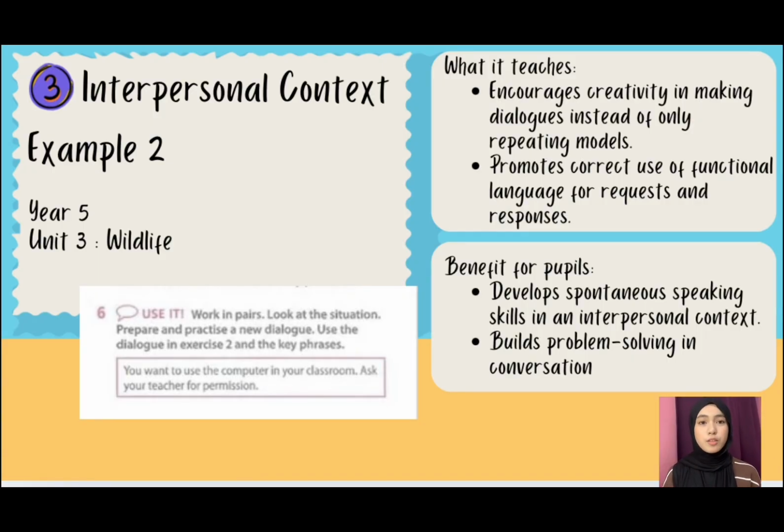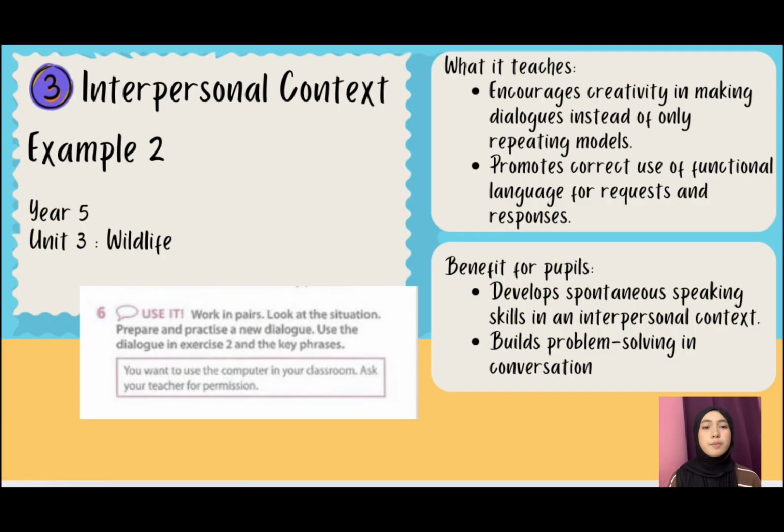What makes this activity even more valuable is that it doesn't stop with memorizing a dialogue, but pupils are encouraged to be creative and make their own dialogues using the functional language. For example, instead of just copying Lottie and her dad's conversation, pupils could role play, "Is it okay if I sit here? Can I play football with you?" And "Yes, of course you can." This allows them to practice the same structure in different real-life situations.